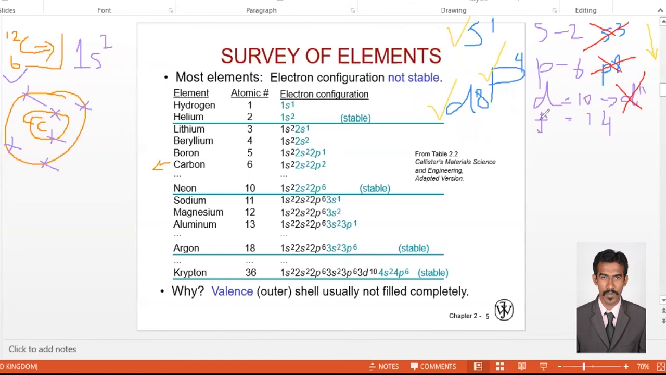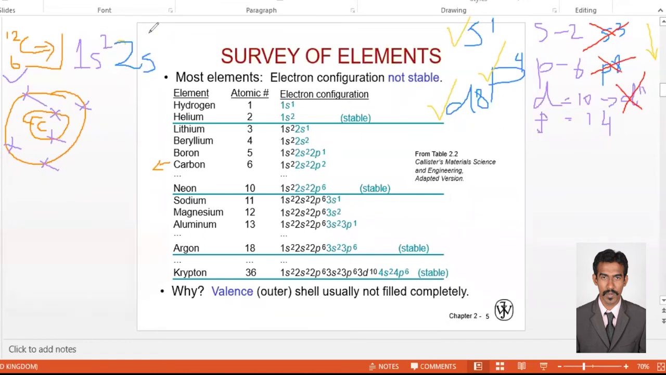If D is finished, then we will go for F, right? So now we come back to the carbon. In the first orbit, it has 2 electrons. So 1 is 2, that is fine. Next main orbit, it has 4 electrons. So that is second orbit. Second orbit means we will write 2, and first is S, so we will start with the S.